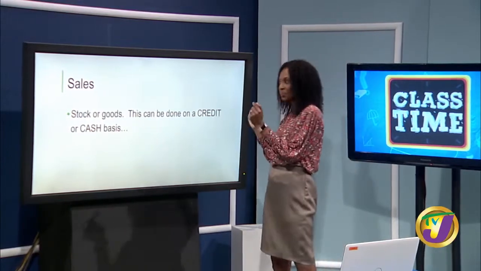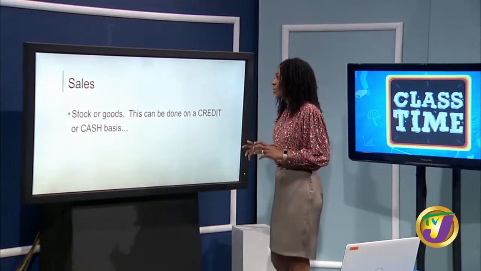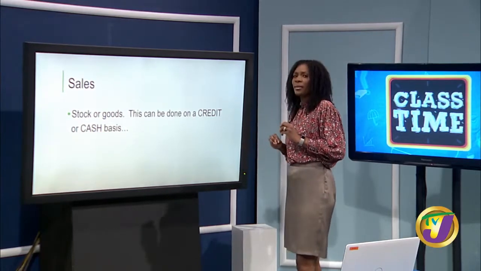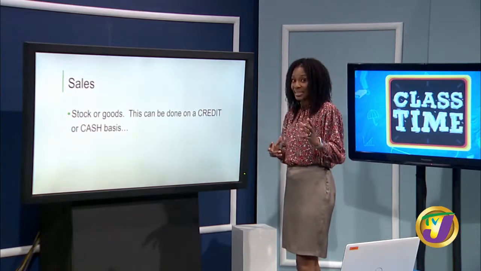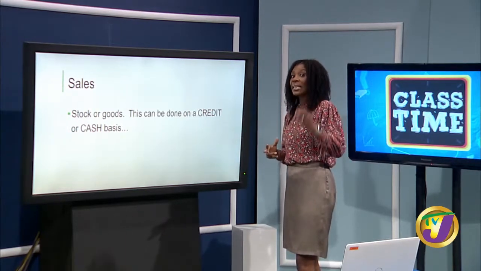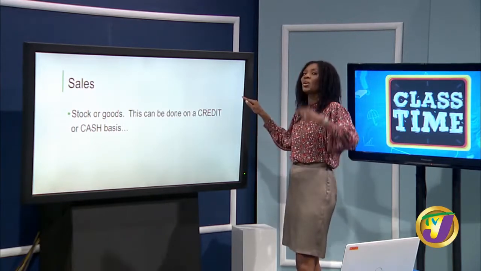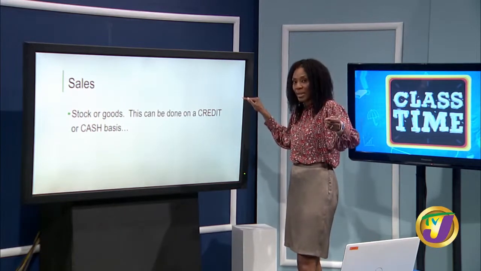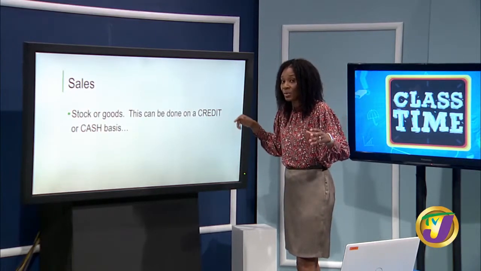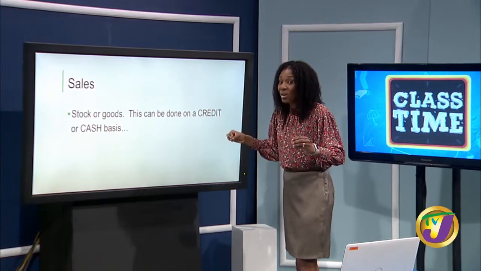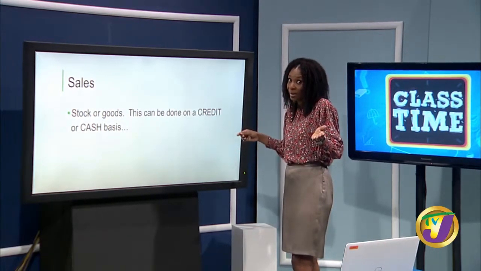Focus your attention on the whiteboard. Now, sales can be done on a credit or cash basis. And remember, sales refer to goods sold. All right? Can be done on a cash or a credit basis. Yes, I can sell some persons, your customers, goods, and then they pay you right away. Or some customers may give you an IOU, to pay next week when they get their pay.